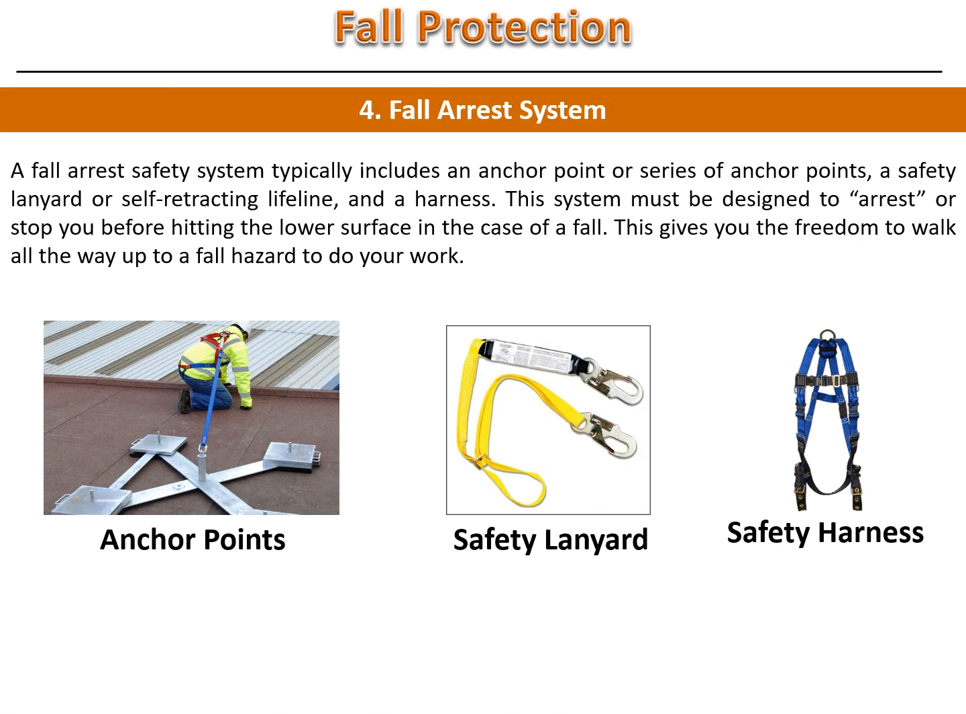Fall arrest system. A fall arrest safety system typically includes an anchor point or series of anchor points, a safety lanyard or self-retracting lifeline, and a harness. This system must be designed to arrest or stop you before hitting the lower surface in the case of a fall. This gives you the freedom to walk all the way up to a fall hazard to do your work.